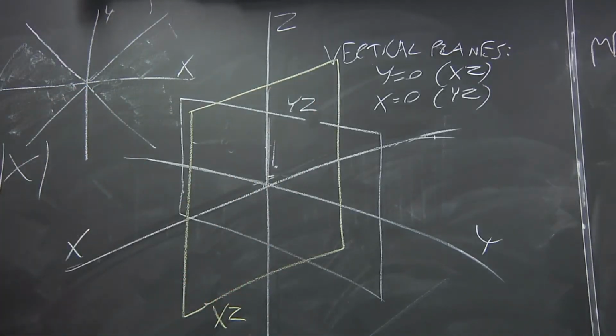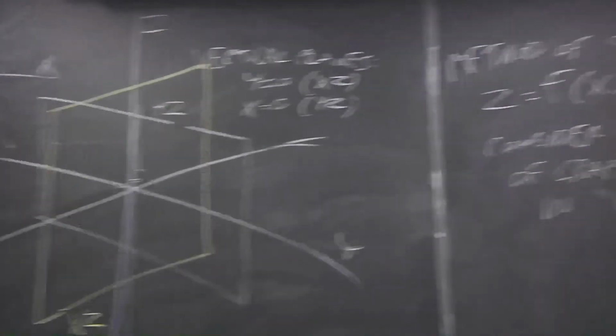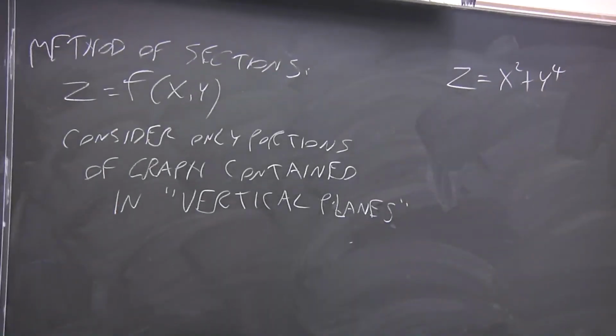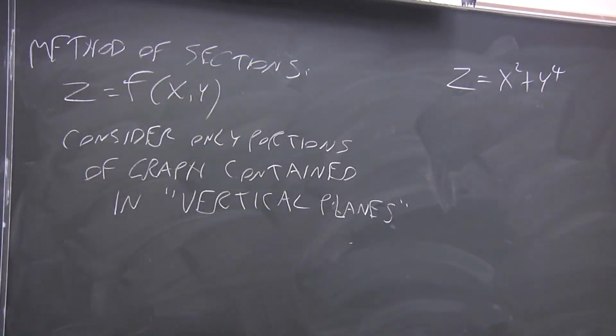So it would contain the line y equals x. So now, let's take both concepts, level sets and sections, and apply them to a function, see what it tells us about its graph. A function we're going to look at is z is equal to x squared plus y to the 4th. So its domain is the set of all real numbers. Its range will be the set of all non-negative real numbers.